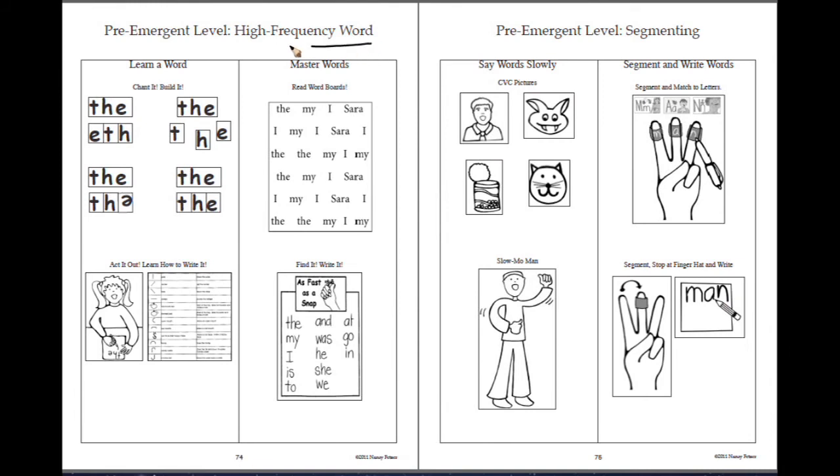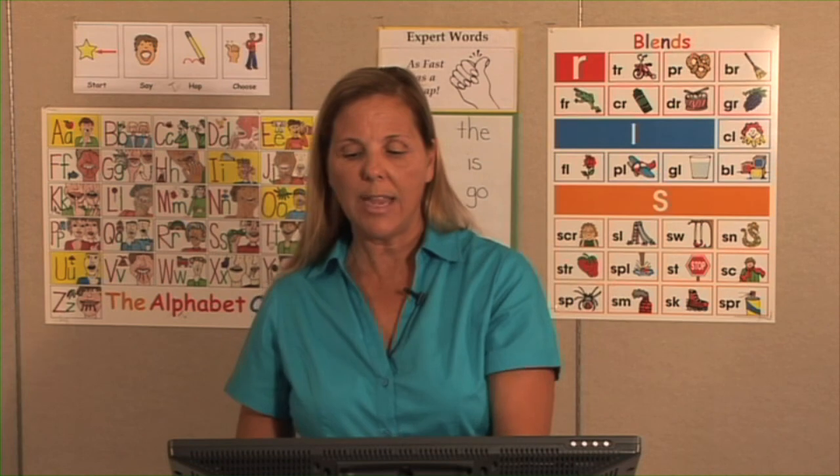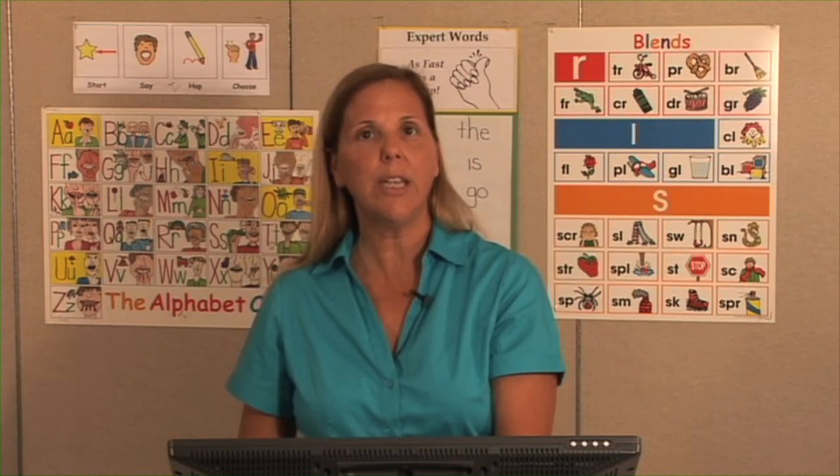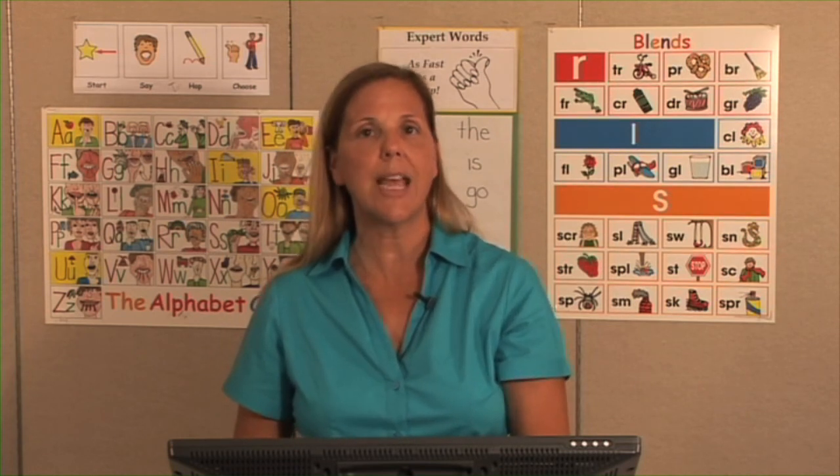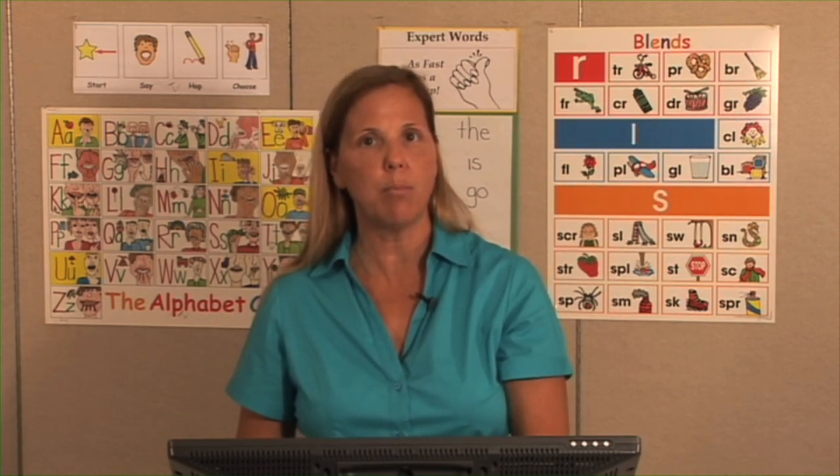On page 74, we saw how we would be working with high frequency words and how we go from learning a word to mastering a word. On page 75, our next skill for word writing is segmenting words. That's where we first are going to say a word, slow-mo man it, use our sound motions so that we can identify each phoneme in a word, and then say the word again slowly by tapping our finger and writing down that letter that matches that sound in serial order on the whiteboards.